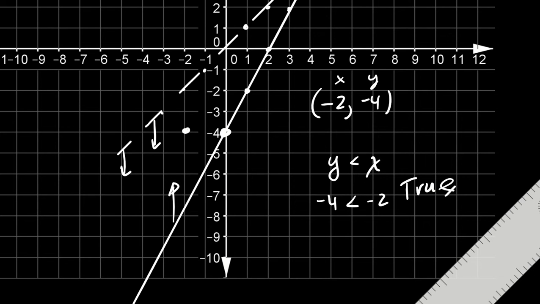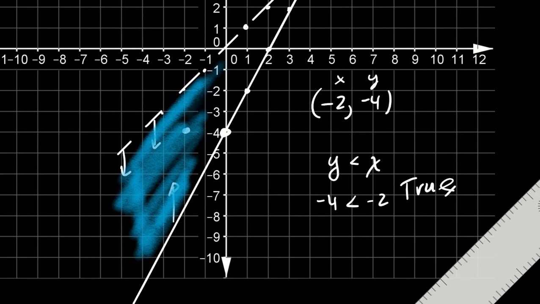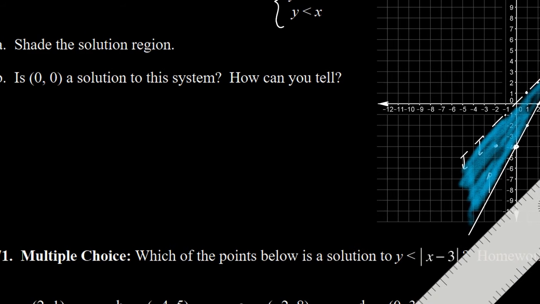So what are we looking at? We're looking at all the points that live in this region here, right? The y's are less than x, and above the other line, which is 2x minus 4. The other thing it asks me to consider is the point (0, 0).